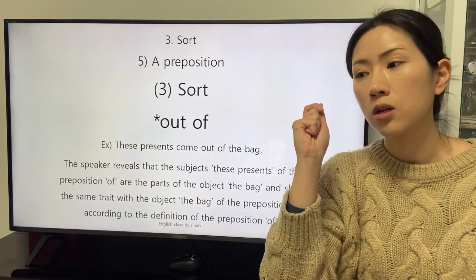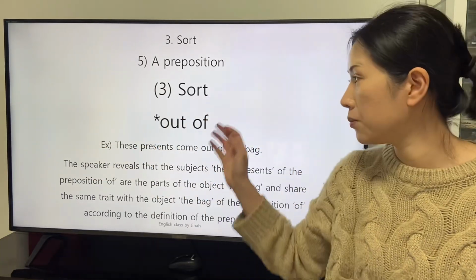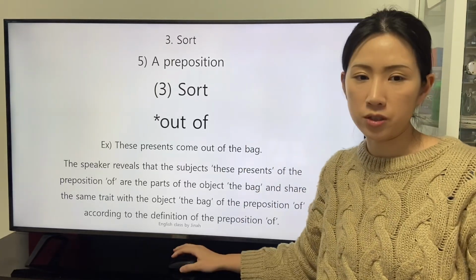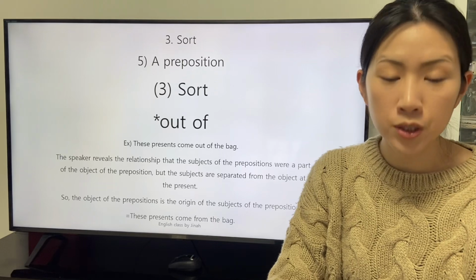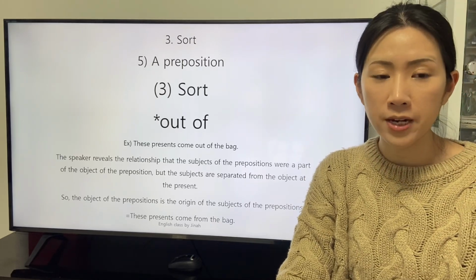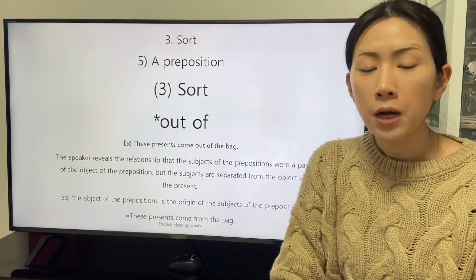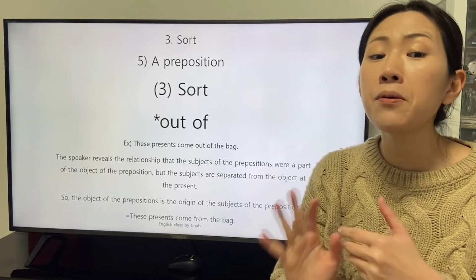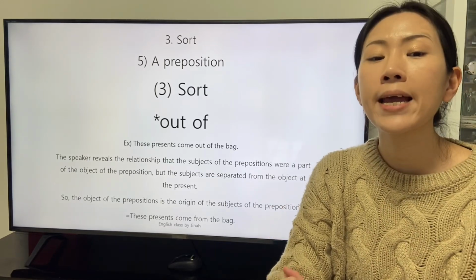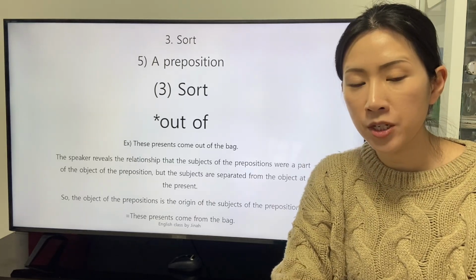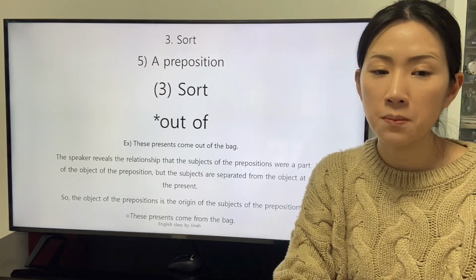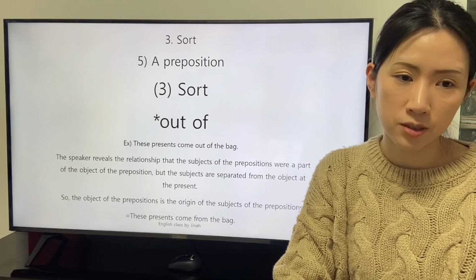Of the prepositions share the same trait with the object of the prepositions because the subject of the prepositions originates from the object of the prepositions. The speaker reveals the relationship that the subject of the preposition was a part of the object of the preposition. But the subjects are separated from the object at present. So, the object of the preposition is the origin of the subject of the prepositions.